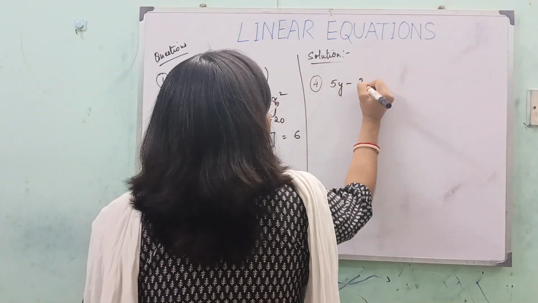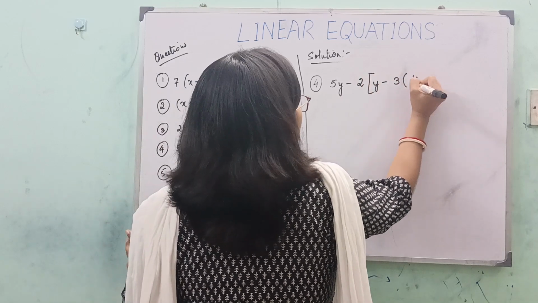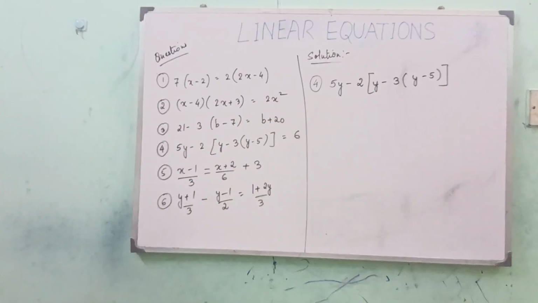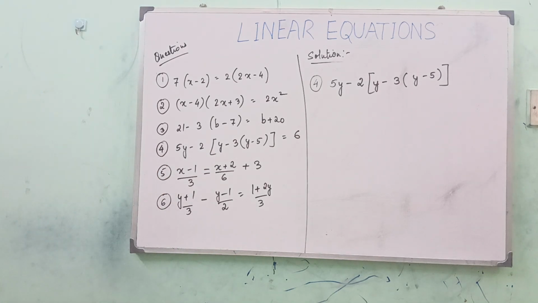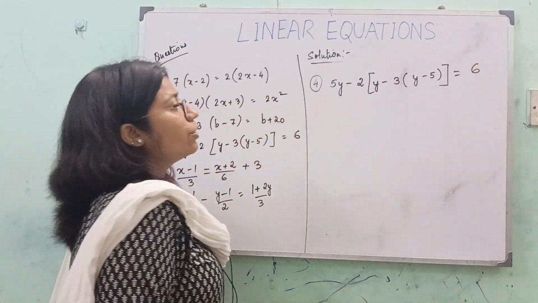5y minus 2 into y minus 3 into y minus 5 is equal to 6. So we can see there are two different kinds of brackets used in this sum. So we will go by the order of solving brackets.